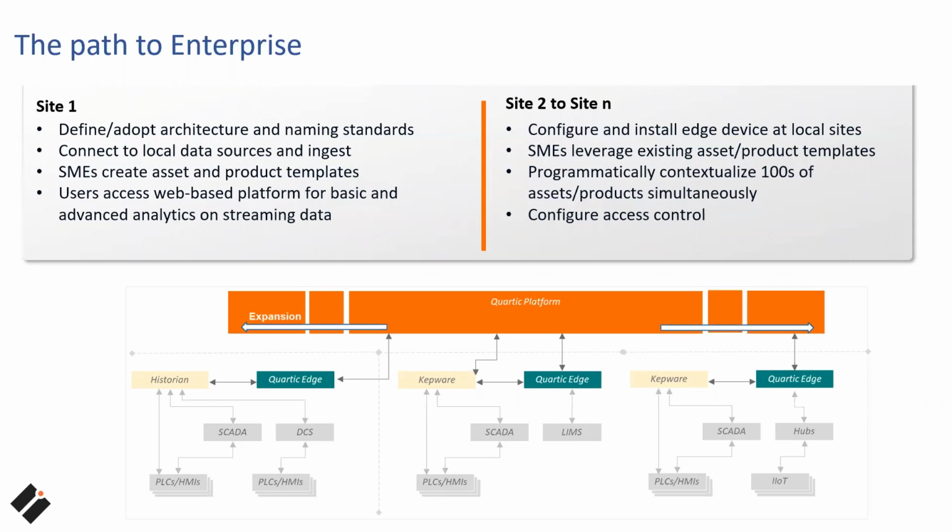Now, Site 2 and onwards became easier. The environment didn't have to be deployed as the existing one scales to accommodate new sites. The first step at these sites was for SMEs to directly leverage existing asset and product templates, so those templates that were created at the first site, and they only had to create new ones as required. They could programmatically use APIs to instantiate hundreds of assets and products simultaneously. As with Site 1, the users proceeded to whatever stage of analytics their particular site was at.